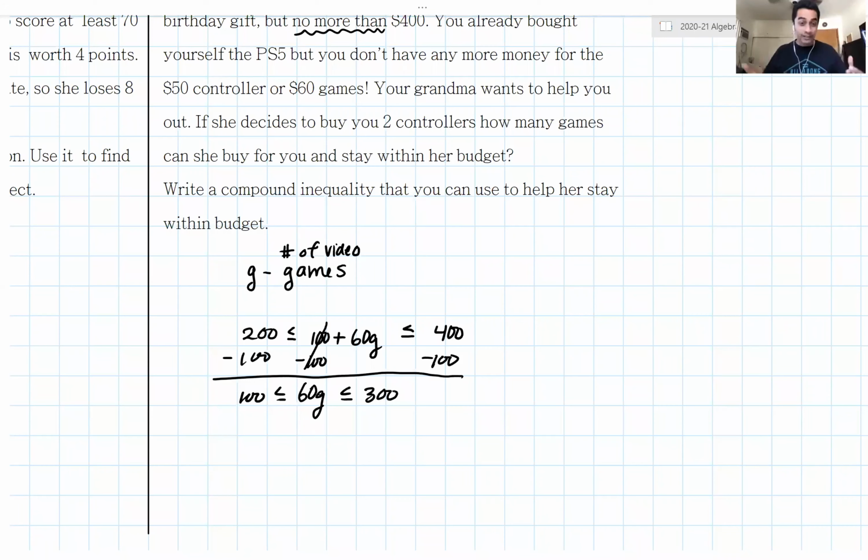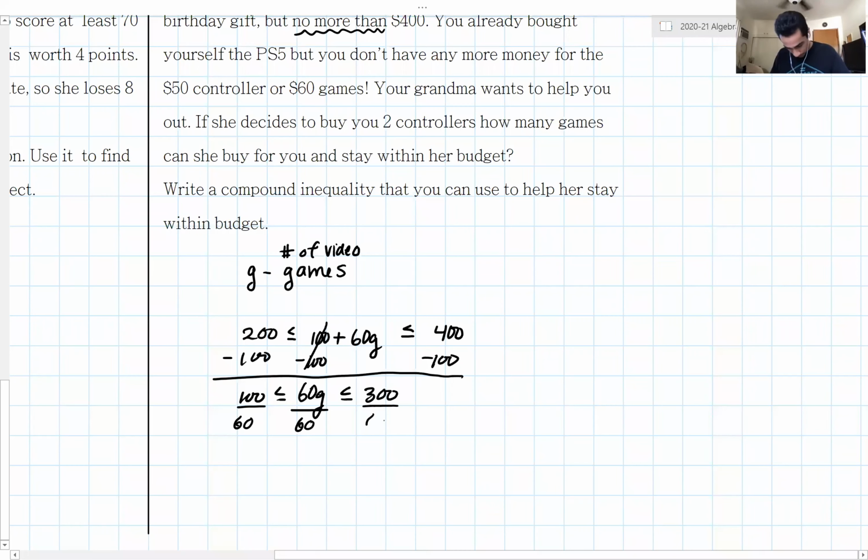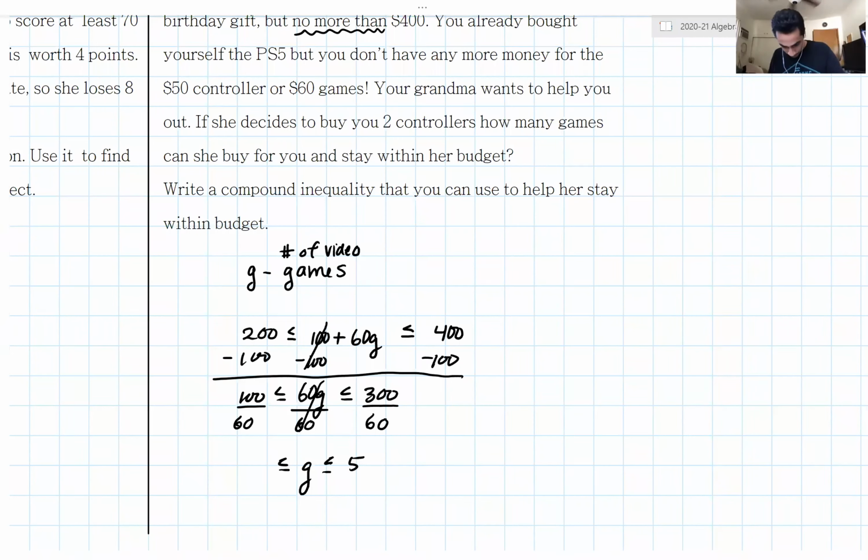All right. So let's see how many games that'll get you. So if you divide by 60, G will be less than or equal to 5. All right. 300 divided by 60 is 5. And then on this end, we're looking at 100 divided by 60. So 1.66, which is not really possible. You can't buy 0.66 of a game.